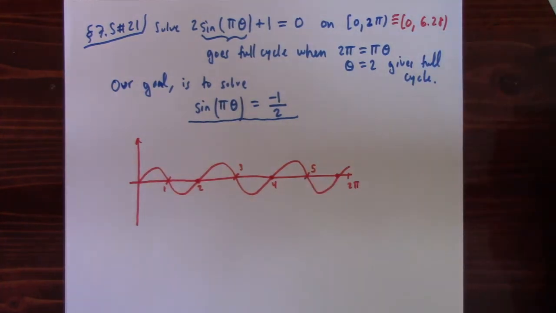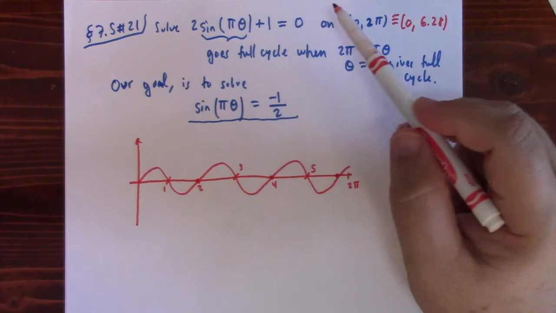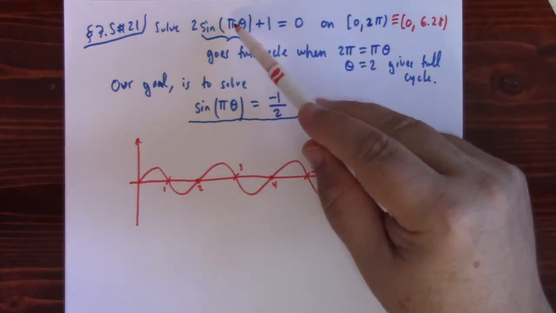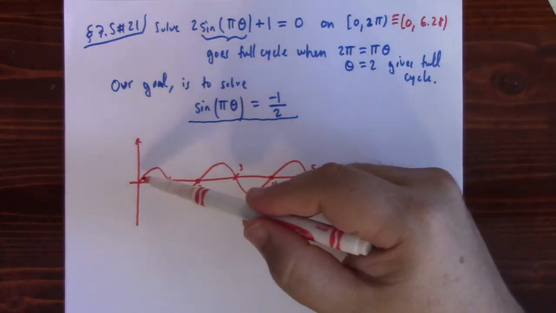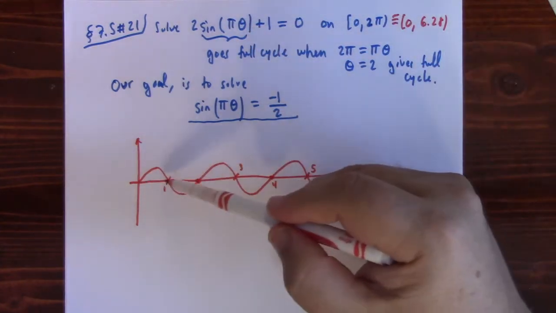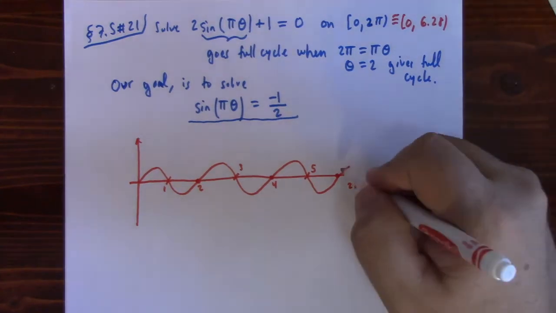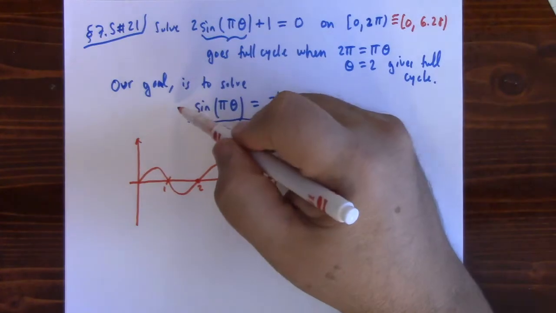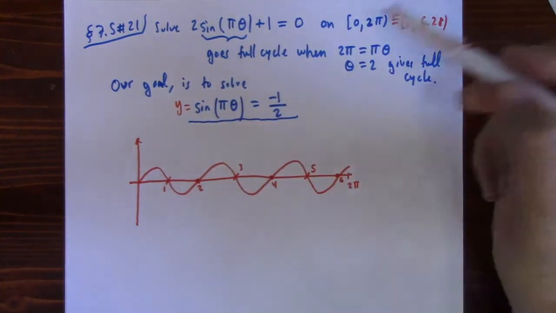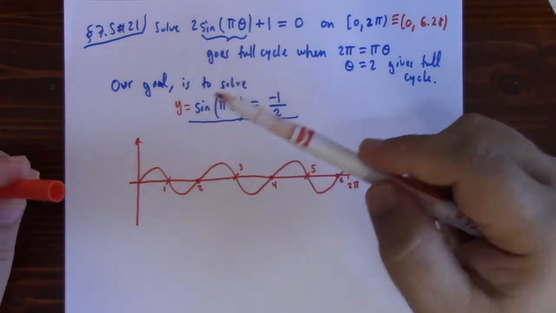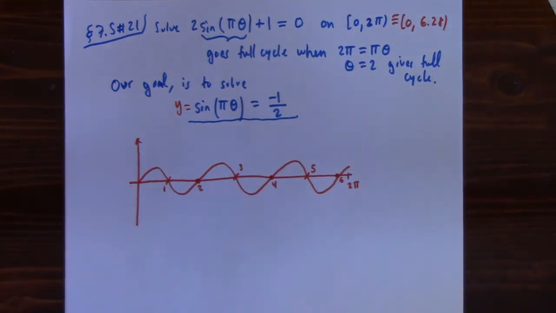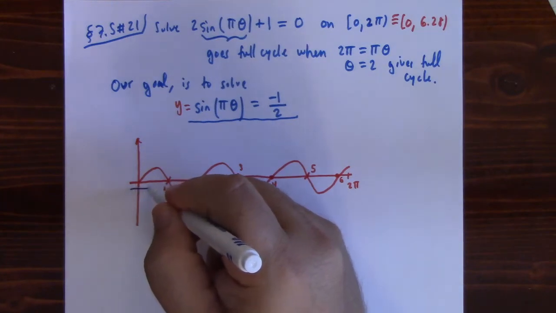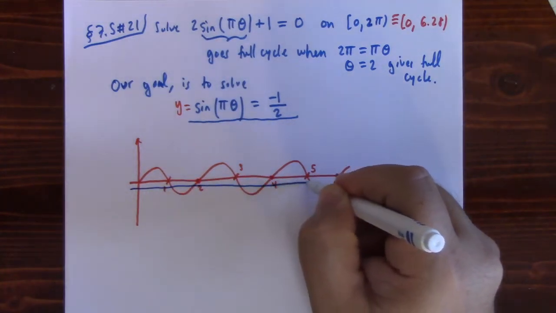All right. See, because if you put in any integer, then sine of pi n is 0, right? So 0, 1, 2, 3, 4, 5, 6. These are places where the function y equals sine pi theta is equal to 0. All right, so we're trying to find where that is equal to minus 1/2. So I should have made that graph bigger. Oh well. Anyway, here's a picture of it.